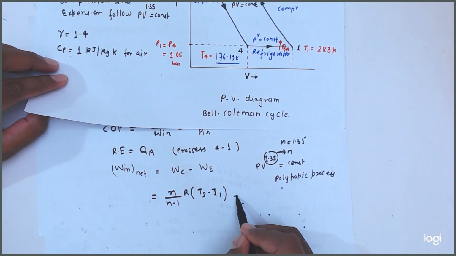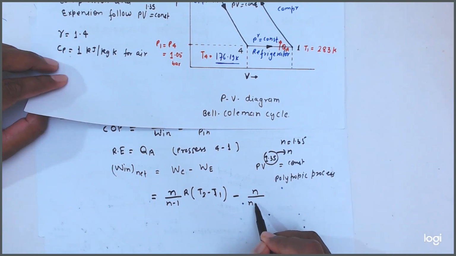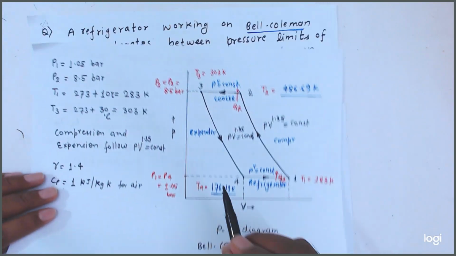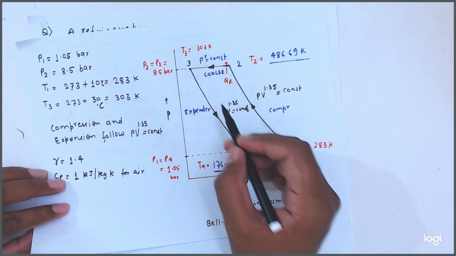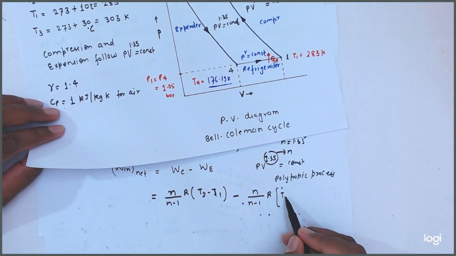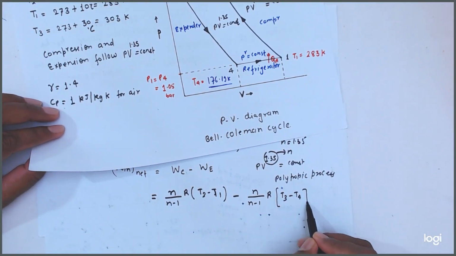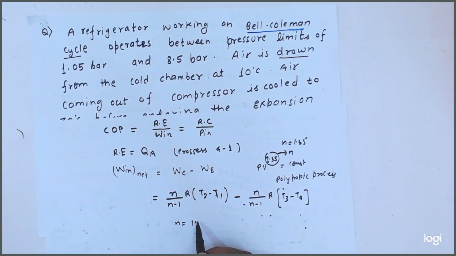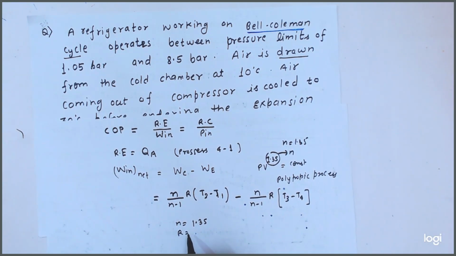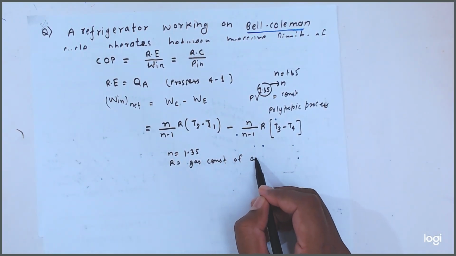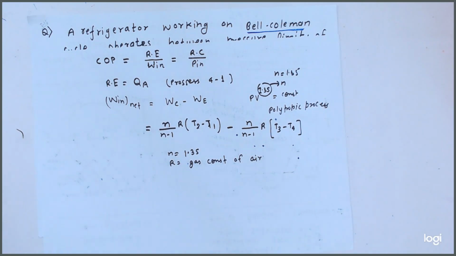T1 minus n upon n minus 1 into R for the expansion process, temperature at T3 minus temperature at T4, where in this process n is the polytropic index 1.35 and R is the gas constant of air. Okay, so how can you find this one?